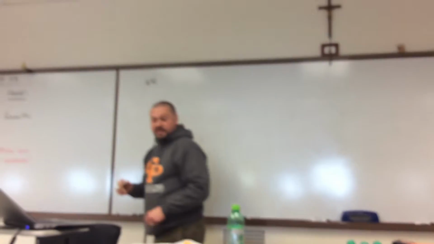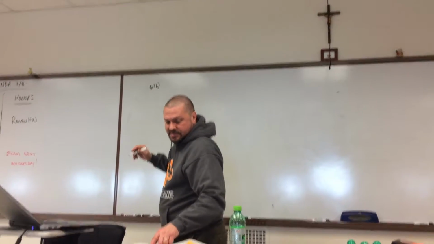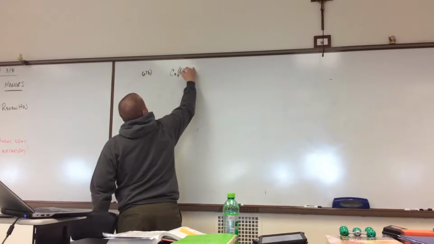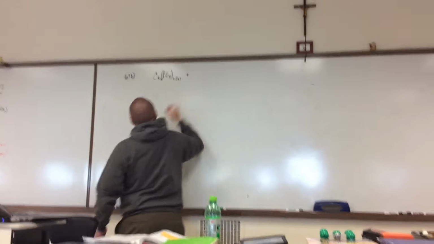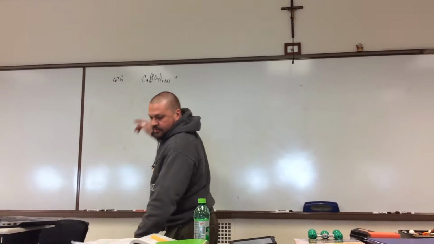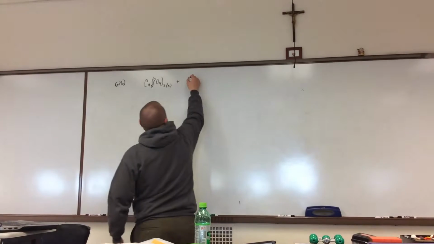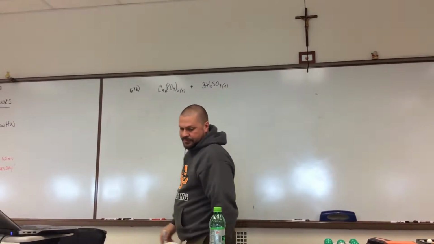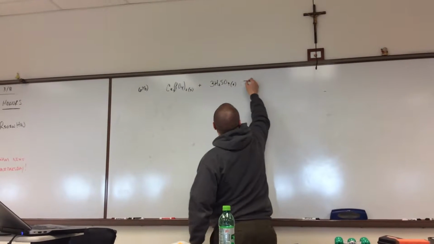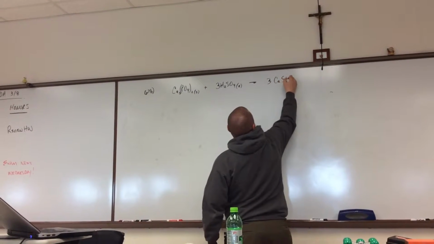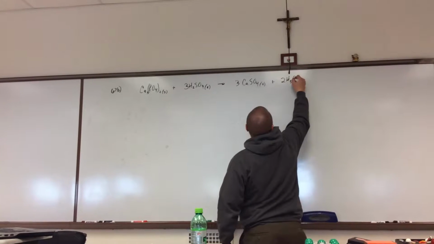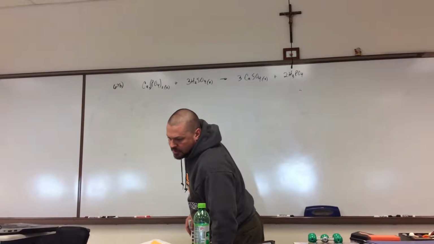This is based off the stuff we had yesterday. And 67B says you take Ca3(PO4)2 solid, and react that with sulfuric acid liquid, 3H2SO4 liquid, to form 3 calcium sulfate solid plus 2H3PO4 liquid.